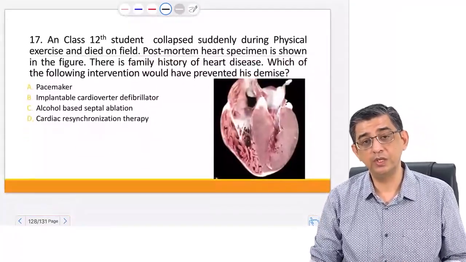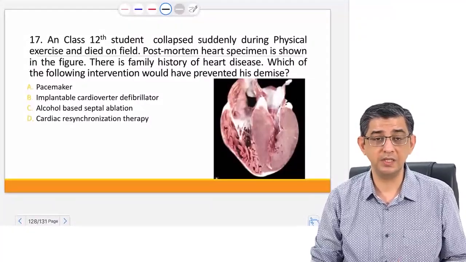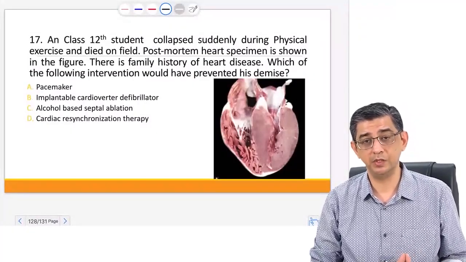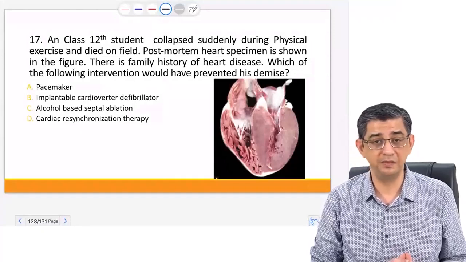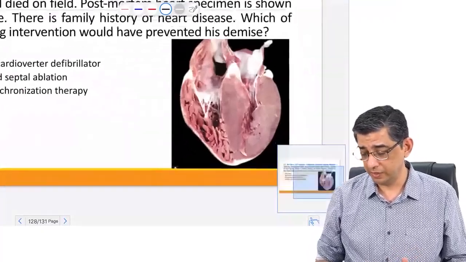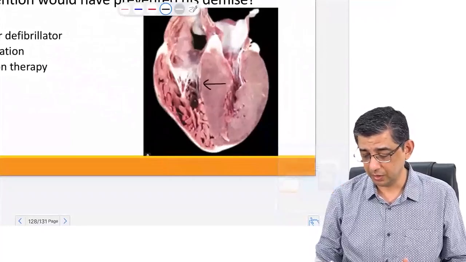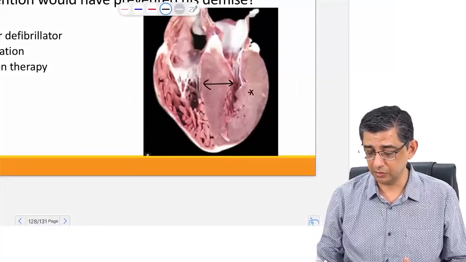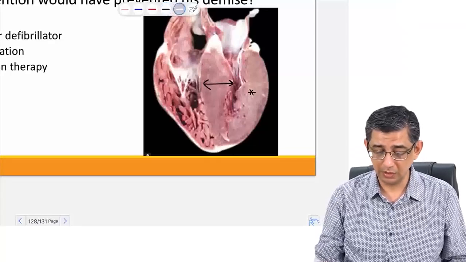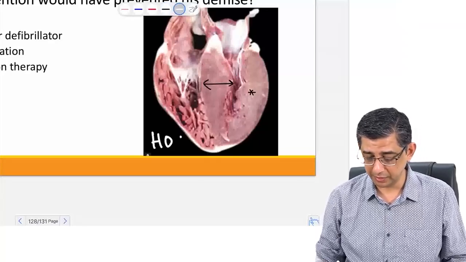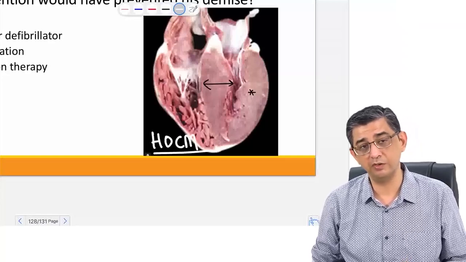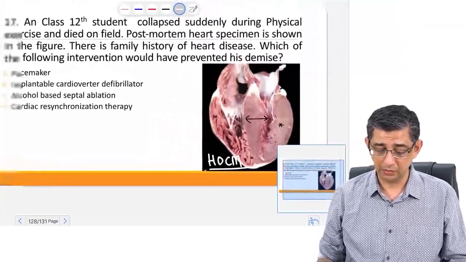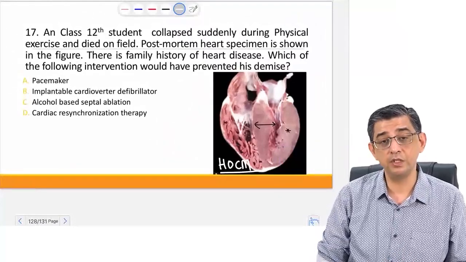A class 12 student collapsed suddenly during a physical exercise, died on the field. Postmortem specimen is shown and there's a family history of heart disease. Very characteristic question. Everybody can very easily pick up the septal hypertrophy. You can also see the free wall thickness present. So the clinical diagnosis of this patient can be made right from the specimen itself: hypertrophic obstructive cardiomyopathy.